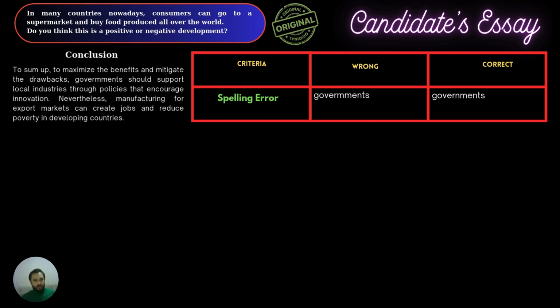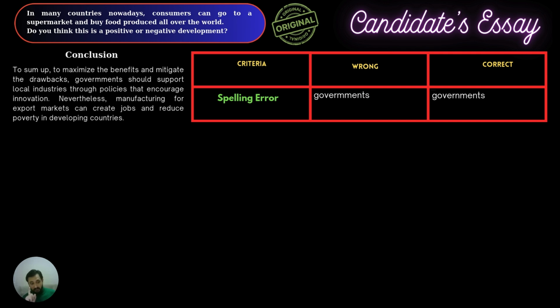Conclusion. To sum up, to maximize the benefits and mitigate the drawbacks, governments should support local industries through policies that encourage innovation. Nevertheless, perfect. Manufacturing for export markets can create jobs and reduce poverty in developing countries. First of all, where is your idea? Okay, it's so perfect, but where is your idea? Okay, first one. Second one, spelling error. Governments, not governments. It is governments. Okay, but overall, I like your conclusion.